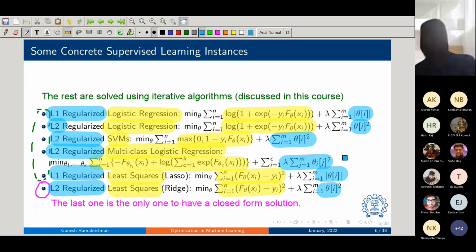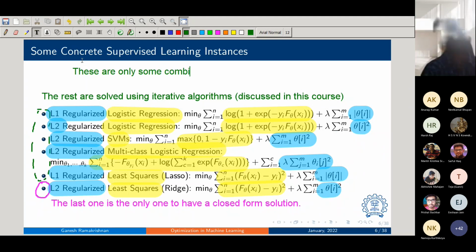Sir, one small doubt. Why is L1 regularizer not there for SVM and multi-class logistic regression? Oh yeah, those are possible. Absolutely. It's a very good point. These are only some combinations. The moment you bring in L1, you will have to bring in some notion of proximal. So there'll be a proximal algorithm for the L1 variants.